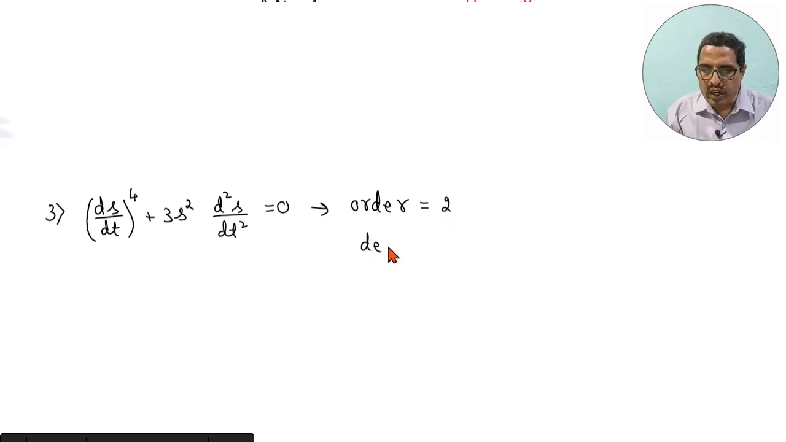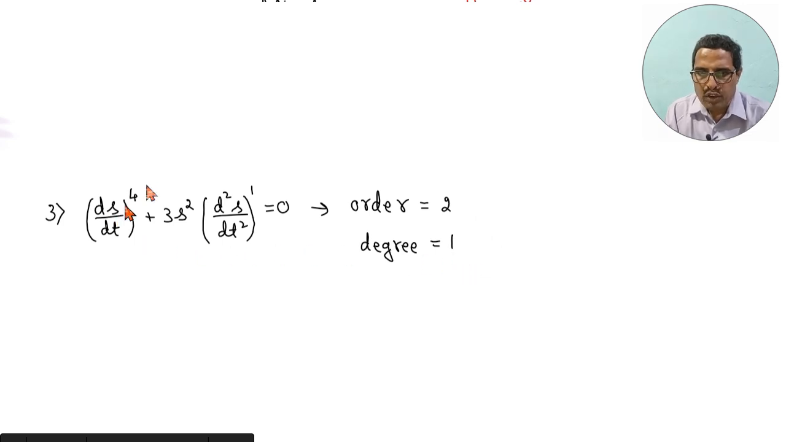Let us try to find out the degree. The highest order derivative is this. So what is the power of this highest order derivative? The power of this highest order derivative is 1. The degree of the given differential equation will be 1. But here the highest power is 4. We are not trying to see the highest power 4, but we are trying to see the highest order derivative. What is its power? Its power is 1. Therefore, the degree of the given differential equation is 1.